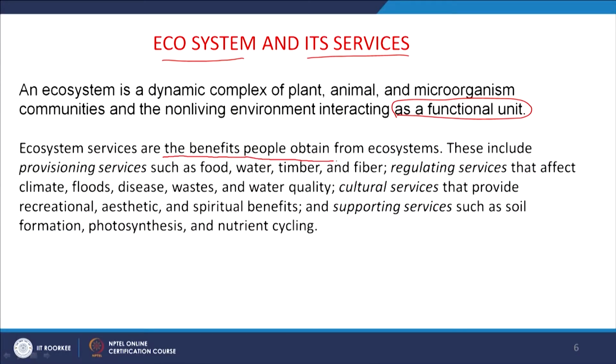And what are ecosystem services? They are basically the benefits people obtain from ecosystems. It could be provisioning services, such as food, water, timber, fiber, and regulating services that affect the climate, floods, disease, waste, and water quality, and also the cultural services that provide recreational, aesthetic, spiritual benefits, and supporting services such as soil formation, photosynthesis, and nutrient cycling. Like how it is offering many benefits.